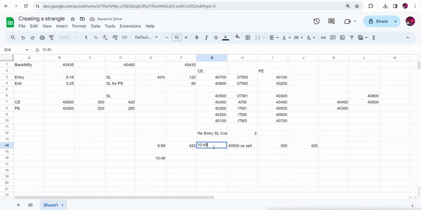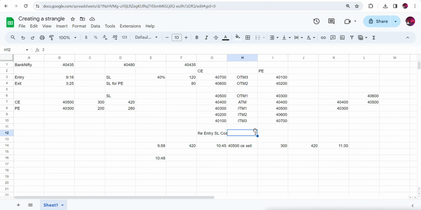Assume at 10:45 the price came back again to our initial entry price after the stop loss hit. So the 300 price comes again, and it will sell this again at 10:45. Assume now again at 11:30 our re-entry stop loss also hit. Now again it will wait, and if the same initial entry price, our 300 price, comes again in the 4,500 strike, it will sell that again. So it will enter max 2 times at cost.